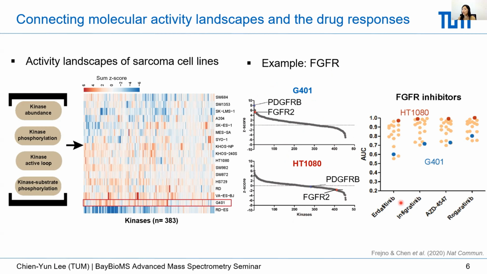And if we try to find out what the drug response is in our big screening data set, you can see there are 4 FGFR inhibitors that have been tested in our data. The y-axis shows you the AUC. As I mentioned, the lower the AUC, the more potent the drug is on this cell line. And you do see that G401 in general is very sensitive to the FGFR inhibitors compared to HT1080.